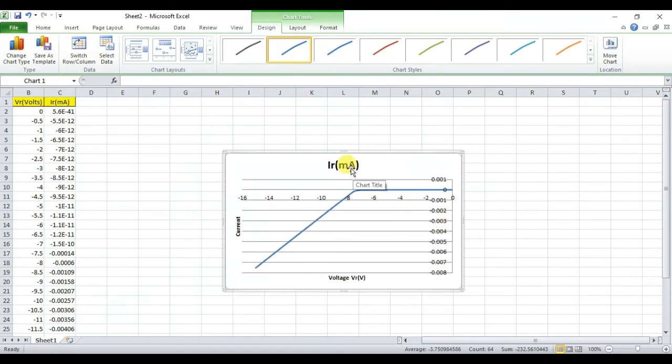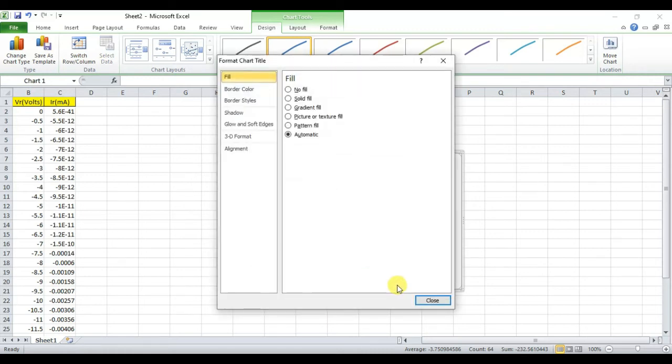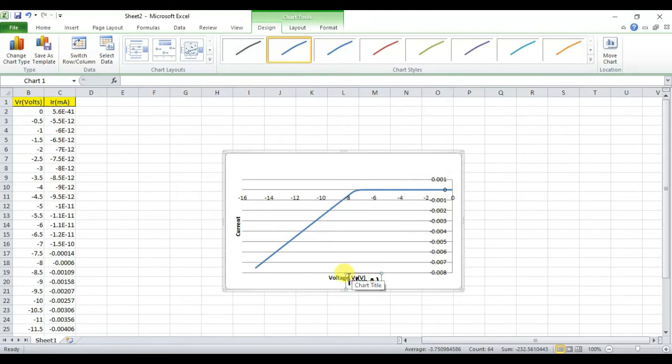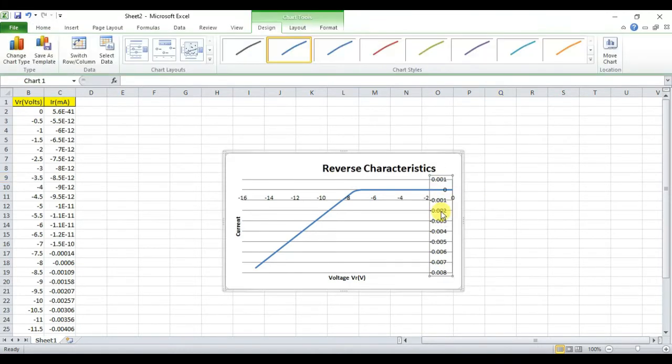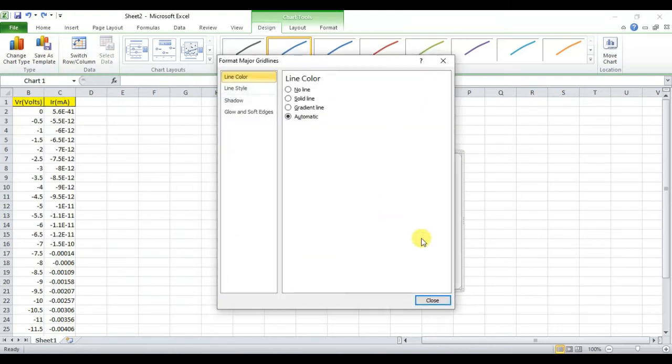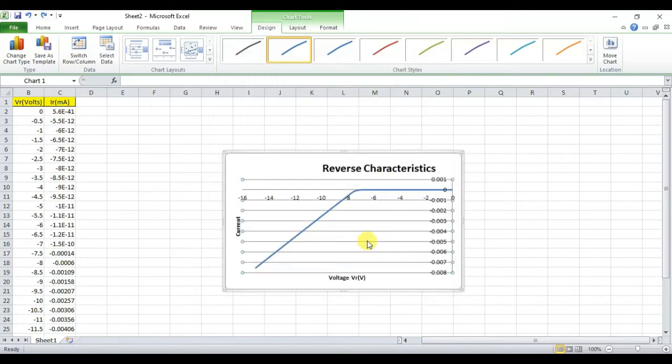You can name it as reverse characteristics on the downside. No problem, you can keep it here only, reverse. Forward characteristics and reverse characteristics. Now what we do is we just copy paste this one in that one. We just try to copy paste this reverse characteristics in the forward characteristics.